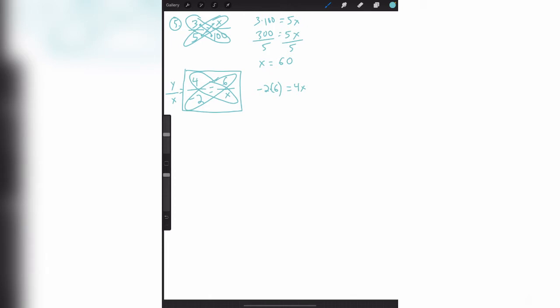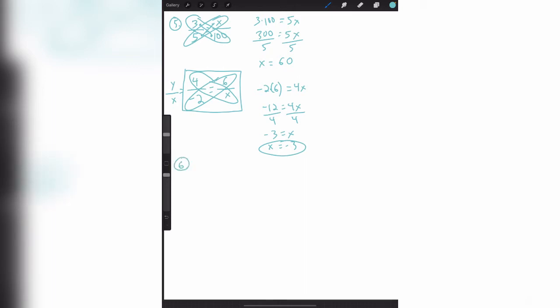So -2 times 6 gives me -12. Bring down the 4x, get x by itself. I got to divide by 4 on each side. And I get -3 is equal to x. X is equal to -3. All right? And that would be my answer.